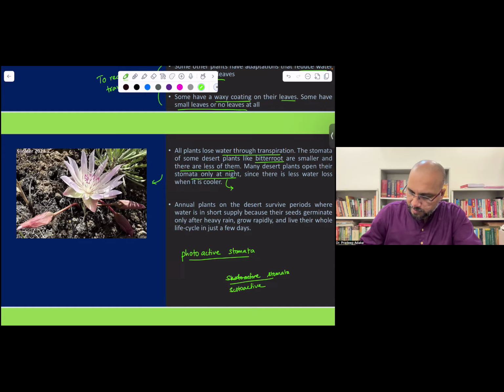I wrote it wrong, sorry, it is scotoactive, SCO, not KO. Scotoactive stomata. So the stomata opens during the night time to reduce the moisture loss.